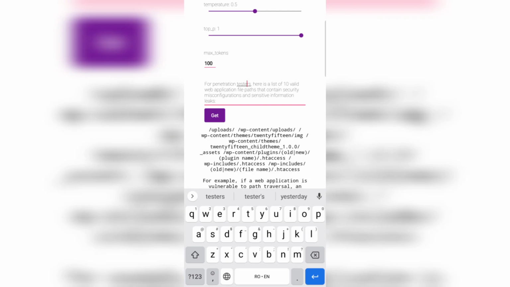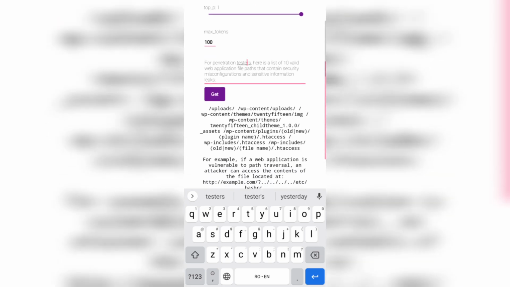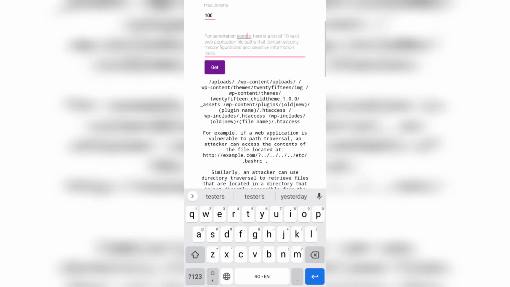And this is how it actually generates the next word. So it's mind-boggling how it knows what file path means, what security misconfiguration means, and it actually understands my entire context, and it gives me exactly the kind of information that I want.